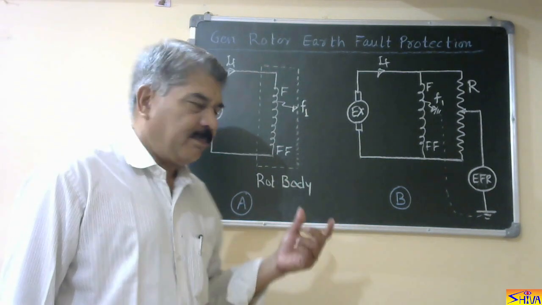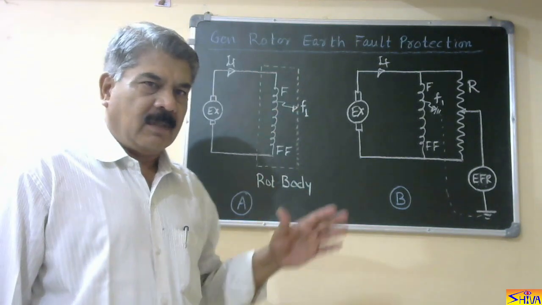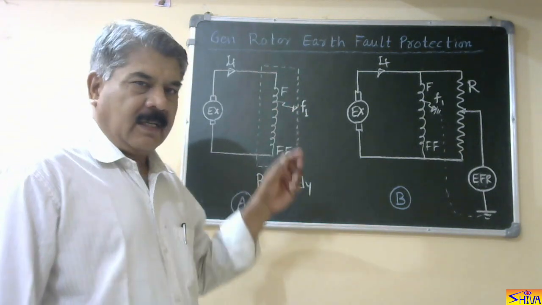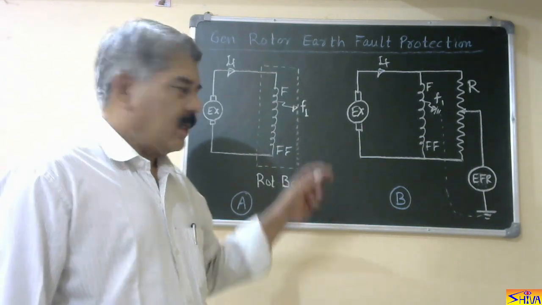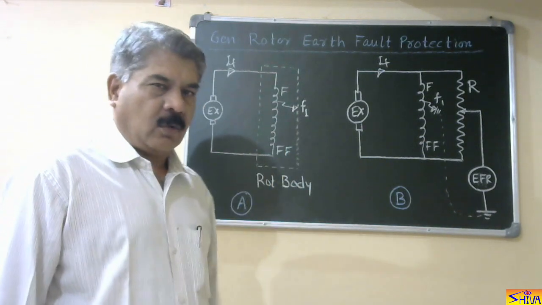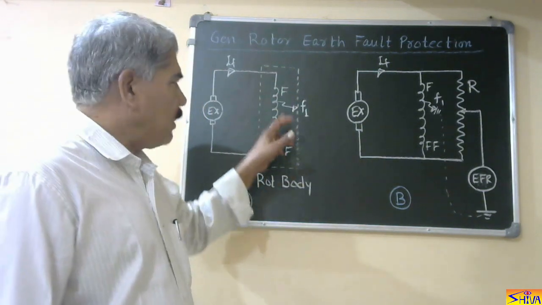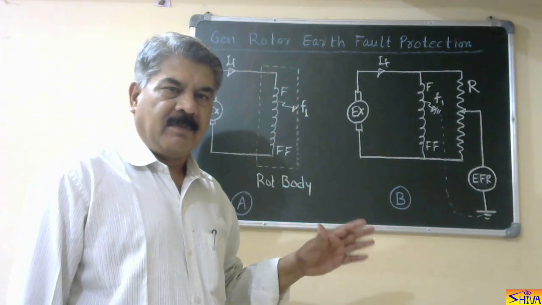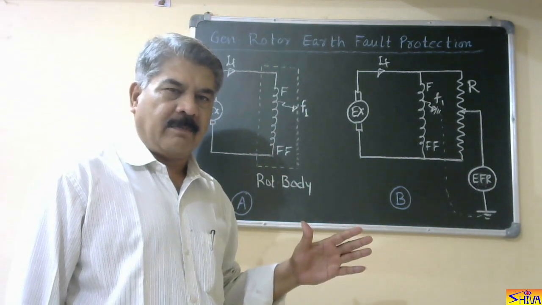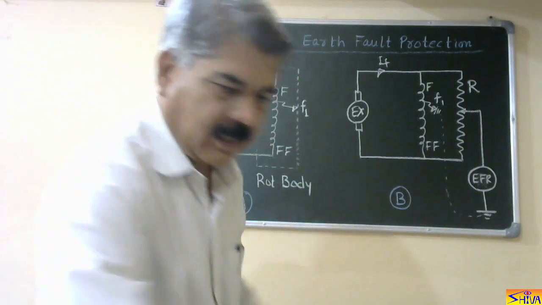Now let us say earth fault takes place on this rotor. Earth fault means some part of the field winding insulation gets damaged and this winding touches the rotor. Now this rotor is not grounded. So when first earth fault takes place, it does not make any difference in the operation because there is no return path. So it is not making any difference in the operation of the generator.